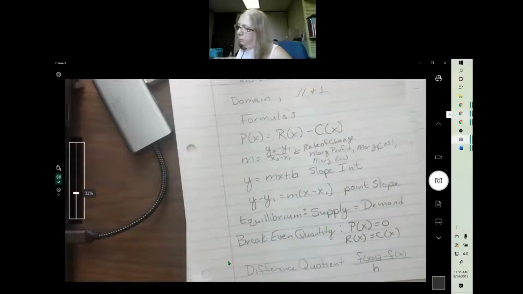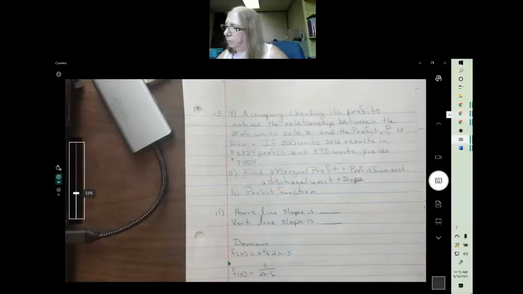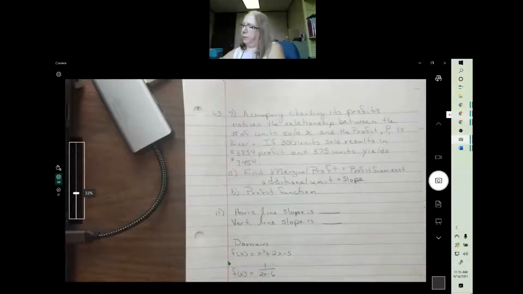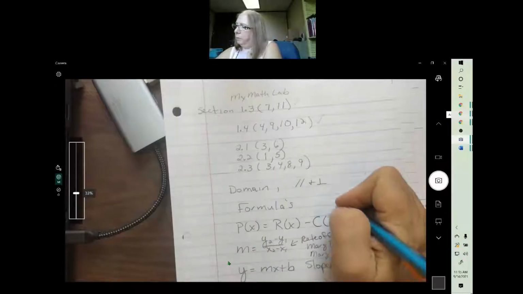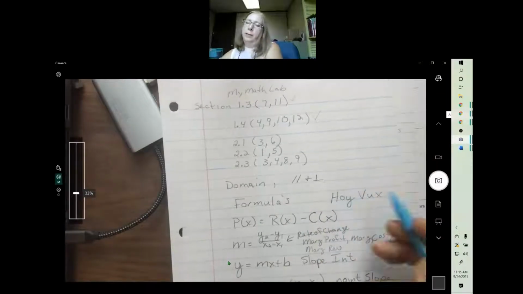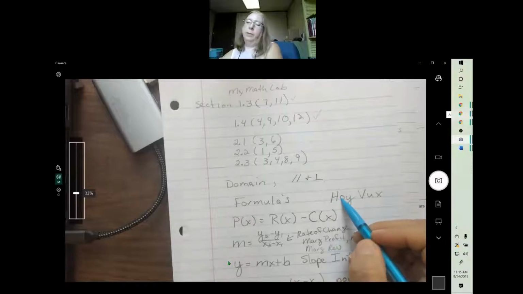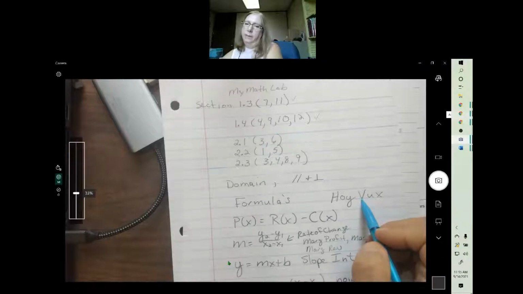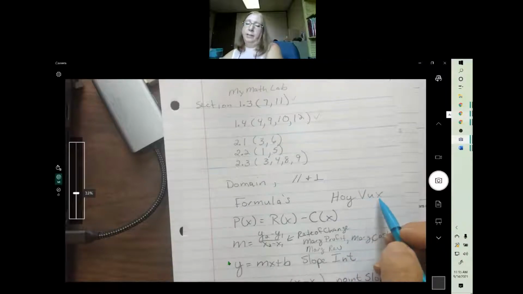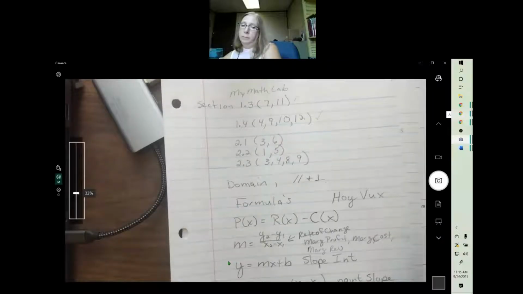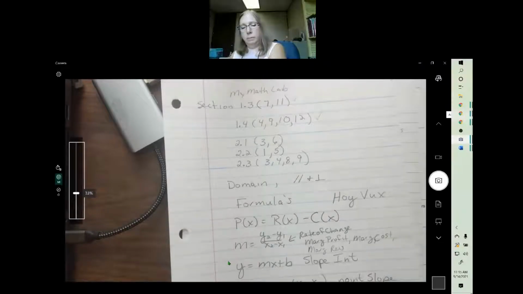Okay. I definitely want to go over, oh, you know what, other one? If you want to write it on there, you could. Horizontal line, slope is 0. The equation is y equals a number. Vertical line, undefined slope. The equation is x equals a number. Any questions?